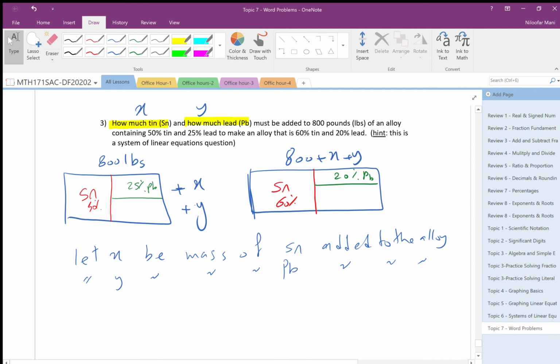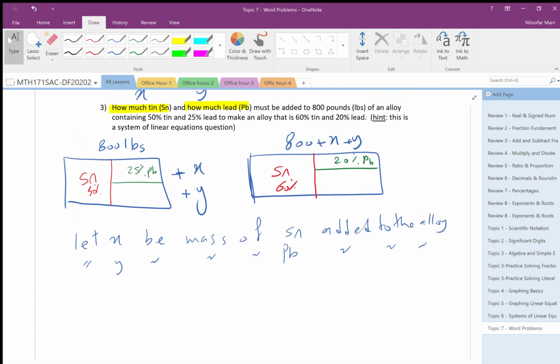So what can I do here? Maybe I can do one equation for just x when x is added, and one equation just with y when y is added. So let's do it. C1 for x: 0.50, which is 50%, multiplied by 800 plus x.